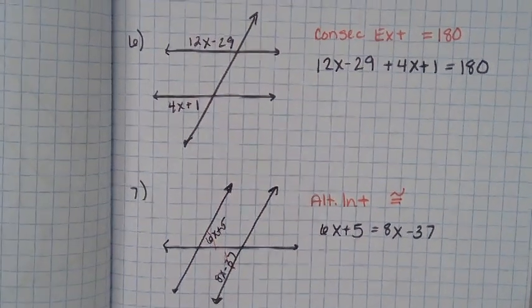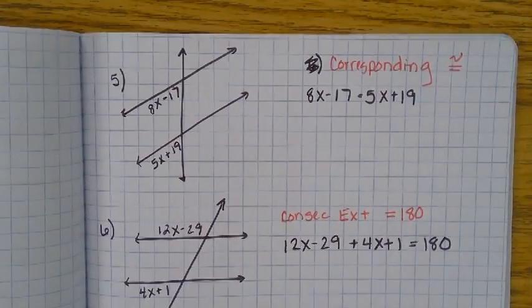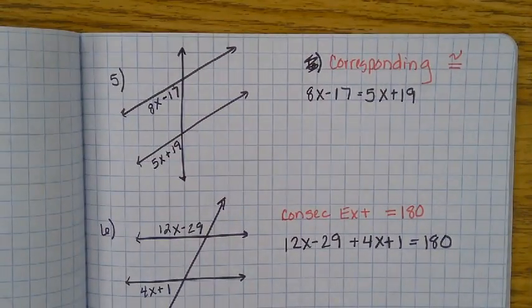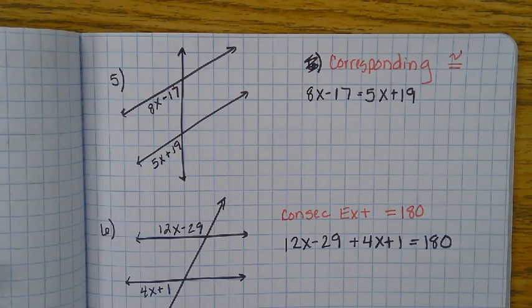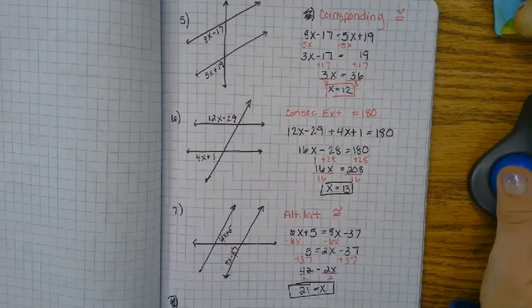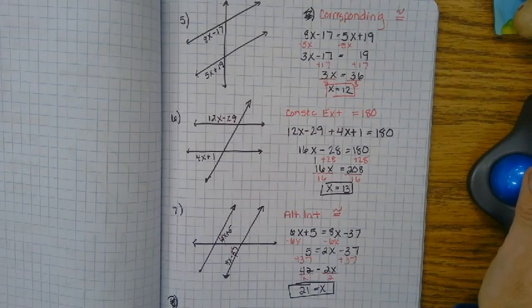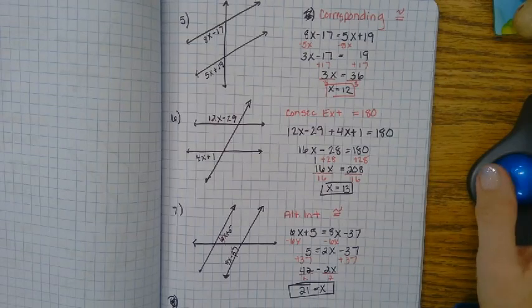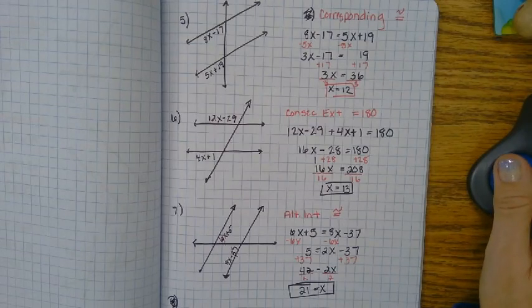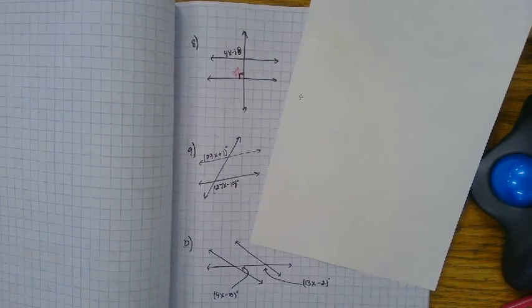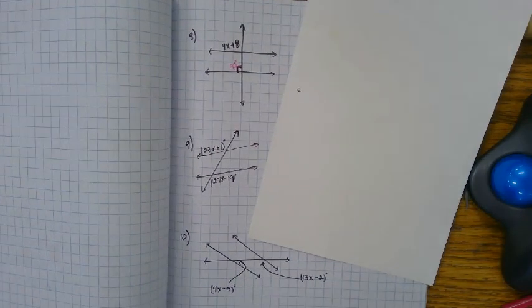Okay, so now go back and solve each of those equations for x. Number 5 should be 12, number 6 should be 13, and number 7 should be 21. So for these last 3, all I want you to do is set up the equation and then tell me why you were able to set up the equation. What angle pair do you have?